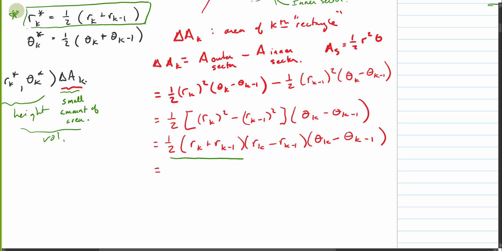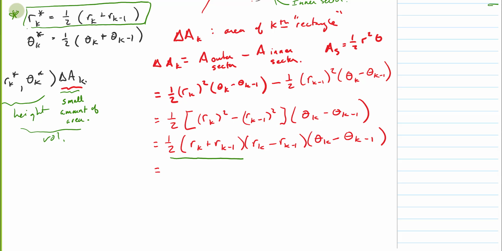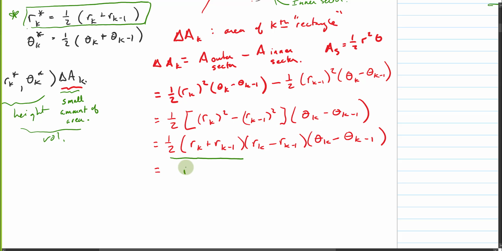Isn't that your r sub k star? That's our r sub k star, right? If we do the midpoint method, that's just our r sub k star. And so we've got r sub k star. That's what I defined right there. And then I'm just going to replace this now with delta r sub k and delta theta sub k.